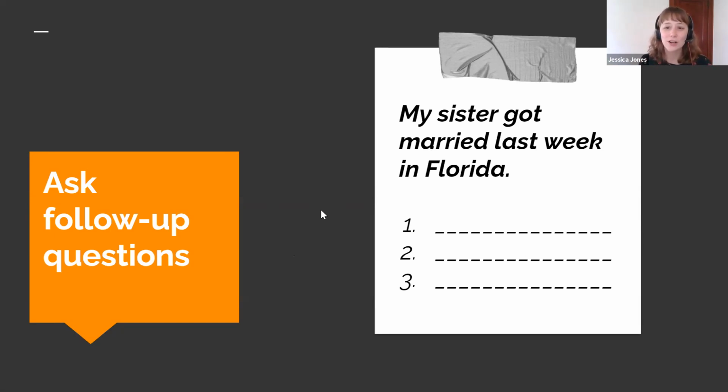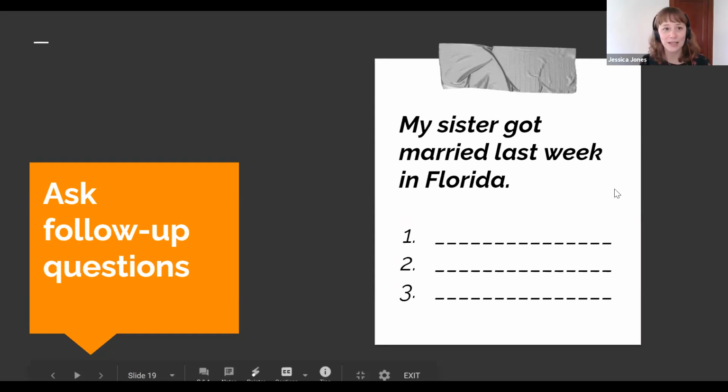And so one way we started that was in writing. I would give them some snippet of information, and most of them were fictional. For example, my sister got married last week in Florida. And then they would sit and think through some follow-up questions. And they would practice writing out those follow-up questions. And we would share our questions with each other. And we would give grammatical feedback on questions.